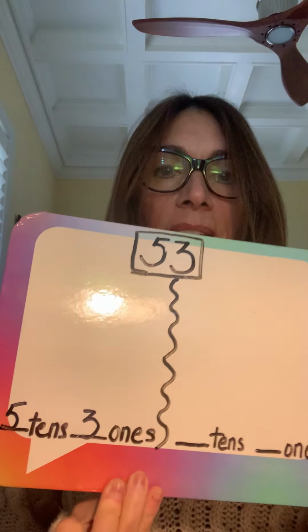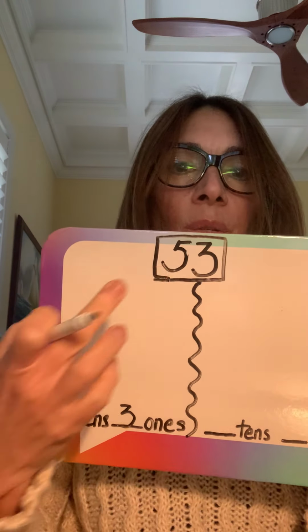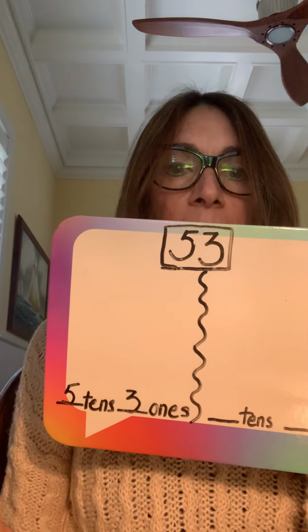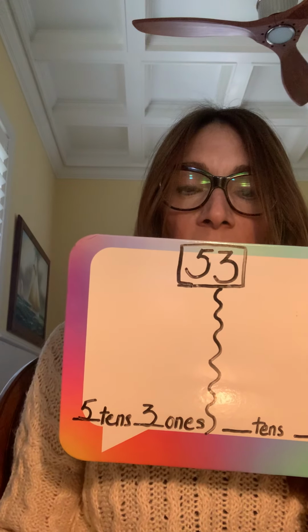53. Okay. How many tens are in 53? You're right, there's 5. How many ones in 53? You're right, there are 3. So I know there are 5 tens and 3 ones. And that's so simple. I just take the 5 and I take the 3. Now, how can I show it? Let's show it one way. Let's use tens and ones, quick tens and quick ones.